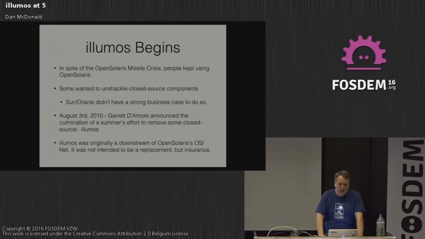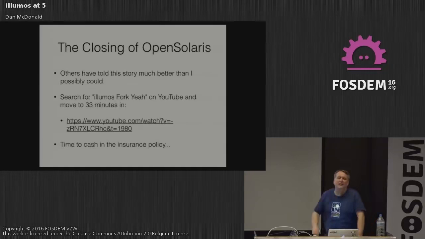Which removed more of the closed source from the ON gate. illumos was originally intended to be a downstream of OpenSolaris, an OpenSolaris distribution. It was not really intended as a replacement, but there was talk with Oracle having happened that the community might need an insurance policy. And sure enough, that happened.